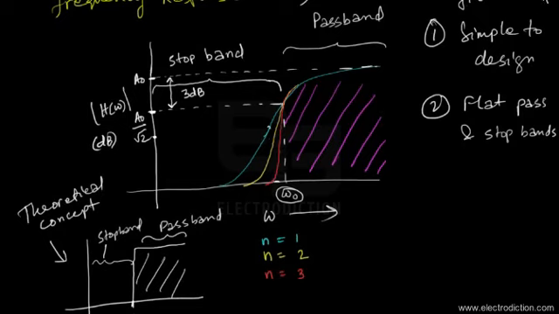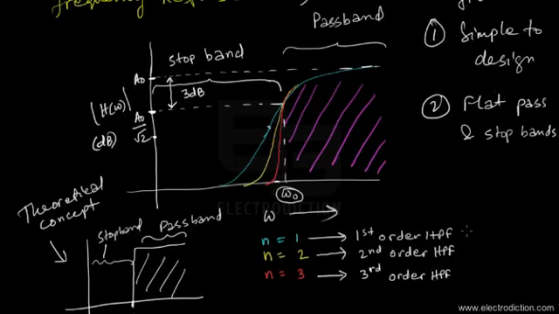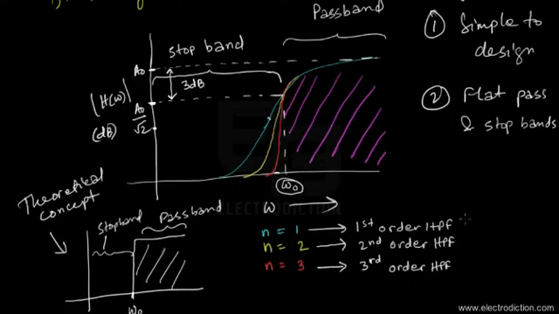Whenever n equals 1, the high pass filter under discussion is a first order high pass filter. For n equals 2, it is a second order high pass filter, and for n equals 3, the filter is a third order one. Now that said, we can also illustrate the nature of the transfer function.